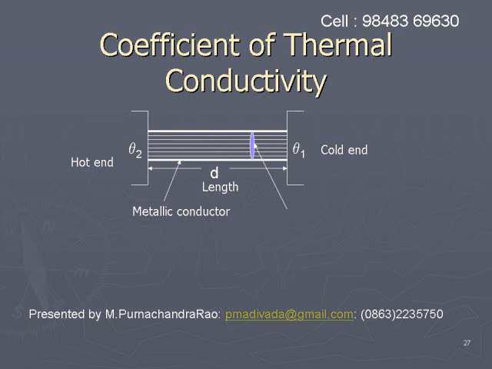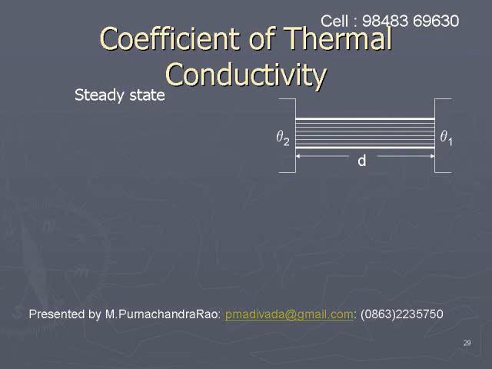The length of this rod is say d. It is cylindrical, and its area of cross section is capital A, which is given by pi r square. Let us suppose that the rod is in steady state. That means the temperature from left end to right end will be decreasing, but at each point the temperature remains constant. There will be no further rise in temperature at any point of this rod. Such a case is known as steady state.